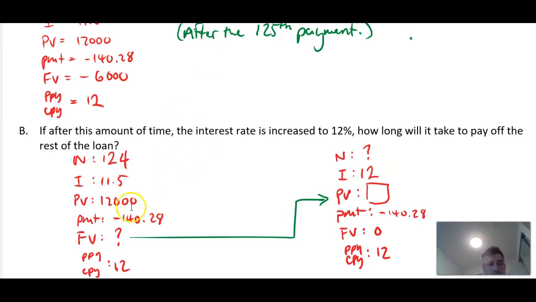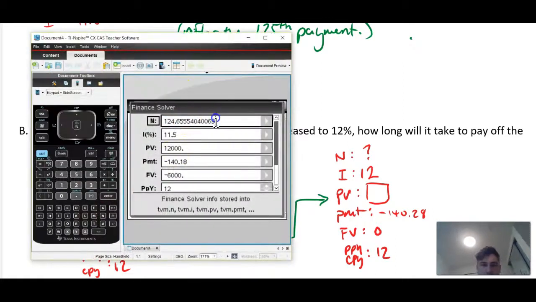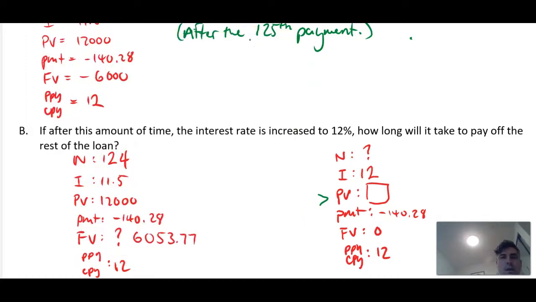So let's go back to the question. Here we're going to put in 124 payments, and we're going to work out what FV was. So it comes out as $6,053 left. Okay, and that will now go up here. Now that was a negative number because it was still owing, but up here it's a positive number because it's in the person's bank account, left to be paid. So that comes as a positive number.